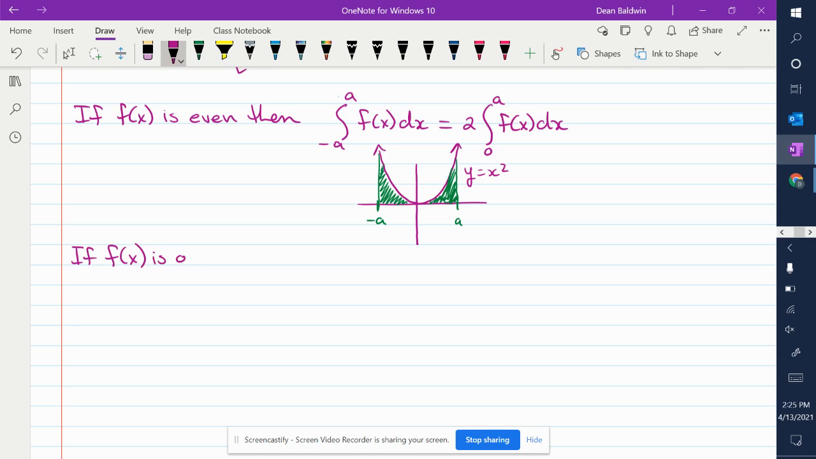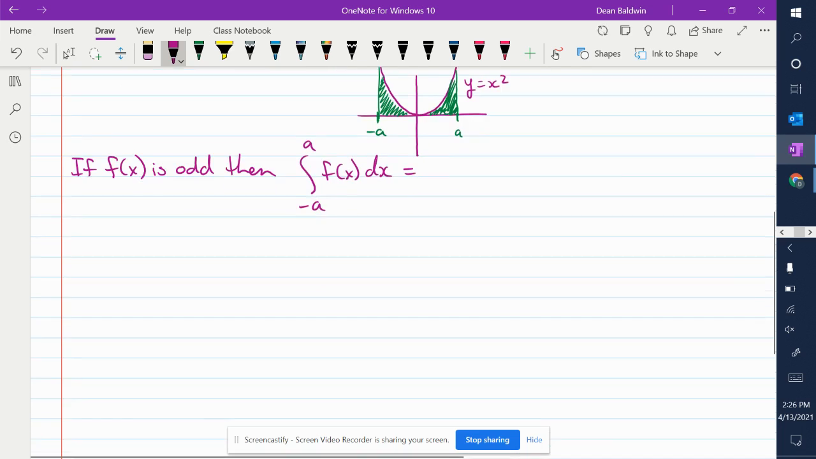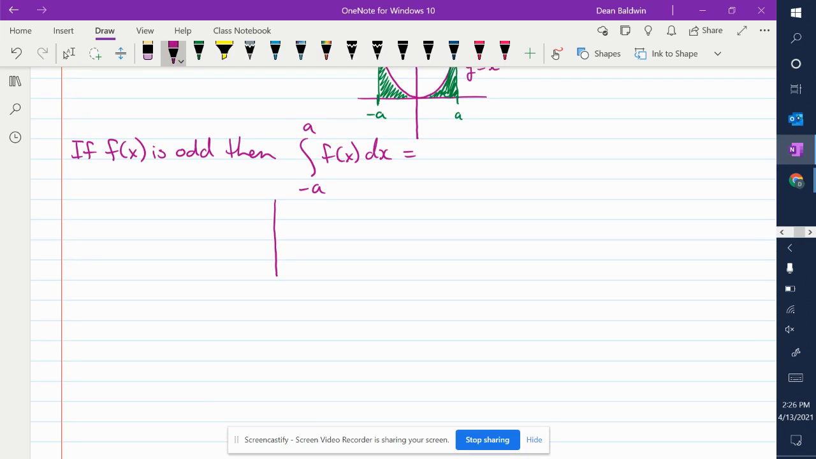So if f of x is odd, then the integral from -a to a, before we put the answer, let's actually just draw it. So we'll use our x cubed again. What should my answer be? 0, right? Because these areas are equal, but if you're below the x-axis, what's the value of it? Negative. So when you add them together, you get 0. So if it's an odd function and you're going from -a to +a, the answer is always 0.